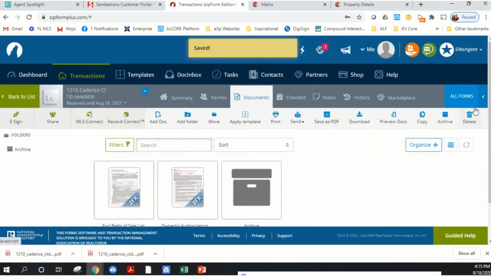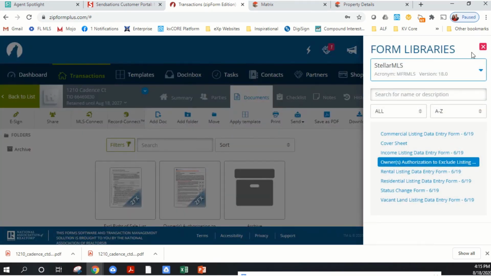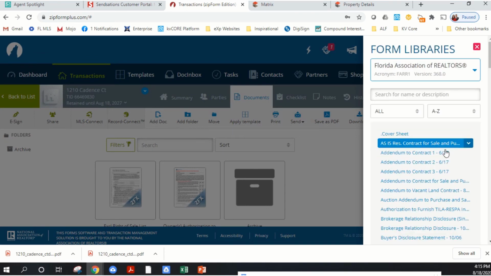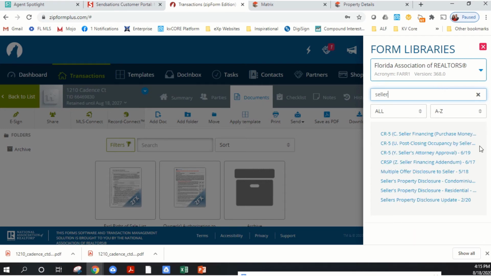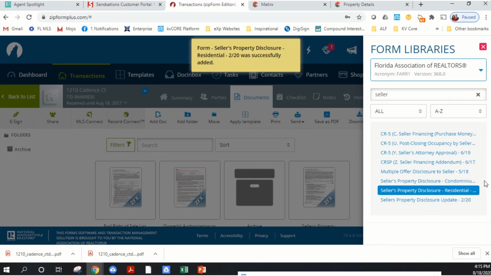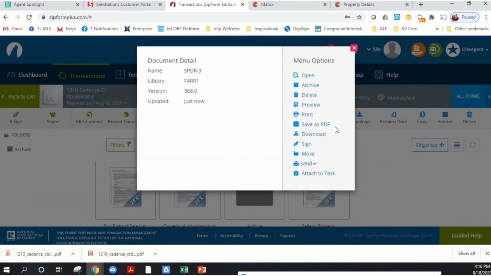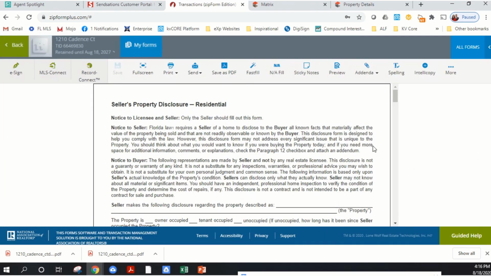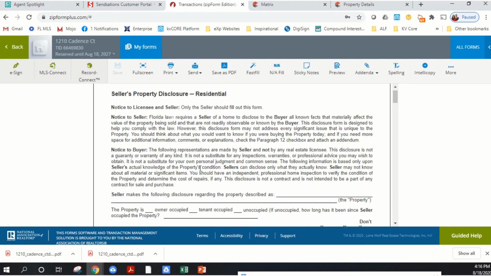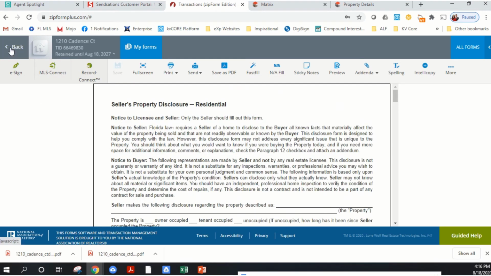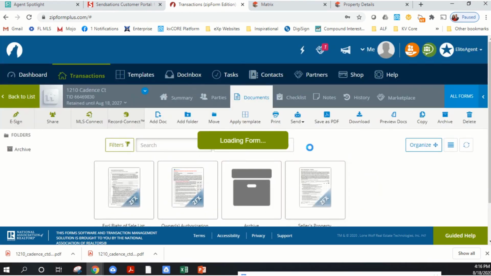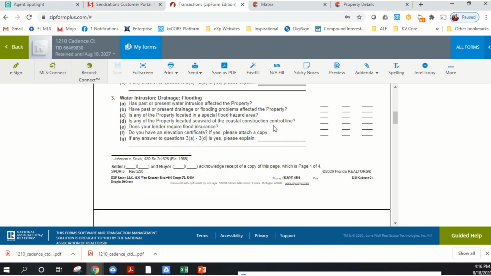And the last thing I will take with me that I just kind of remembered is the seller's property disclosure. Condominium, so it's residential right here. There's the paper, and that's the last thing that I'll take. I'll just print it off and leave it with them because they have to fill that out. So they have to fill all these questions out.